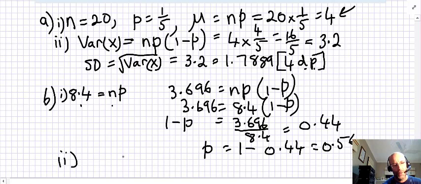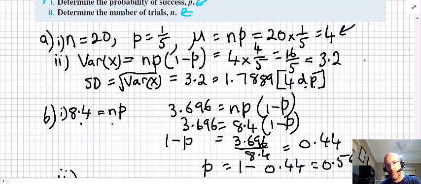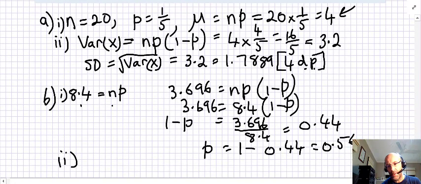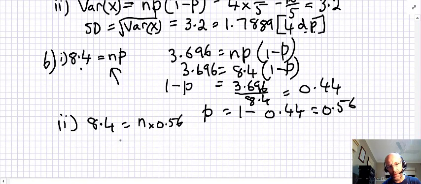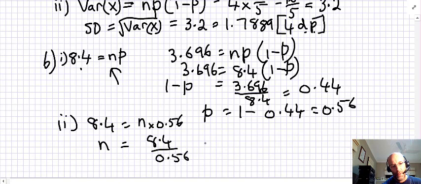Part 2, you might recall that we had to find n. Now we can use one of these existing formulas, and this one is probably the easiest one. We know what p is, so we're told that 8.4 is n times 0.56. So it's very simple rearranging and solving. n is basically a step away, and that's 15 trials. Done and done.